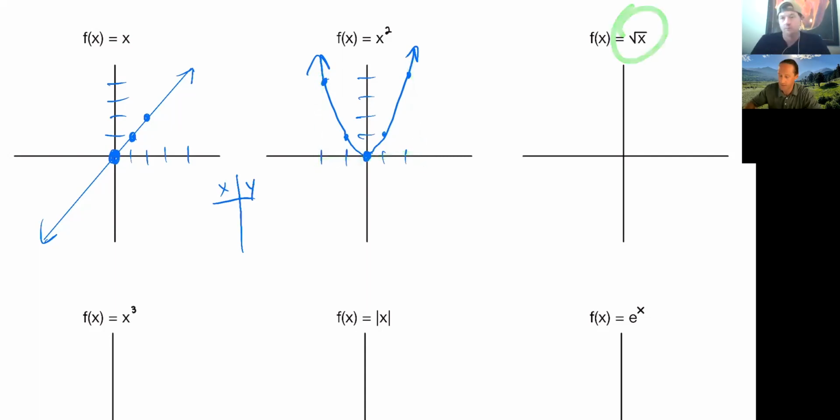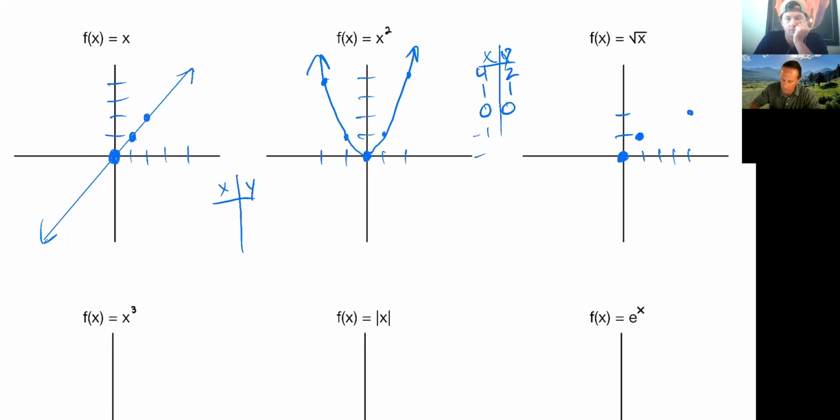But how about the square root of x? Do you guys all remember that one? Very similar to the squared function, right? And in this case, if you don't know, plug in things that you do. So for example, a 0. I know the square root of 0, it's 0. I know the square root of 1, it's 1. I know the square root of 4, it's 2.